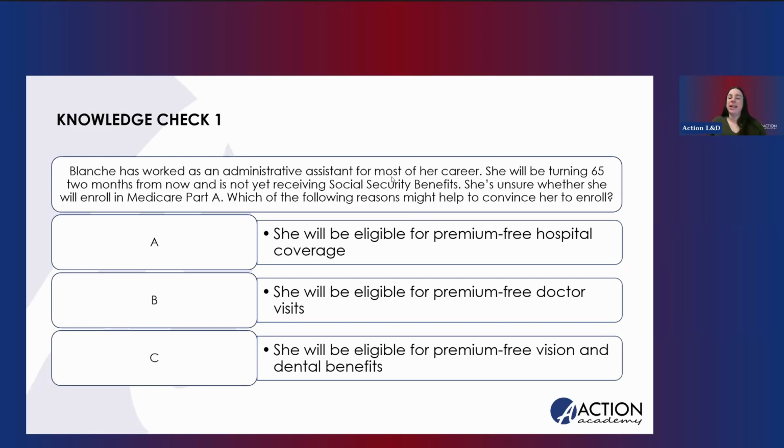All right. So everyone who answered me got it right. Yes, the correct answer is A. Part A is for hospital stuff. So B and C, you may or may not get that premium free stuff depending on what you sign up for, but those things are not covered in Part A. The only thing that'd be in Part A here is the hospital stuff. Doctor visits and vision dental benefits are usually in Part B and or C, depending on which item you're talking about.